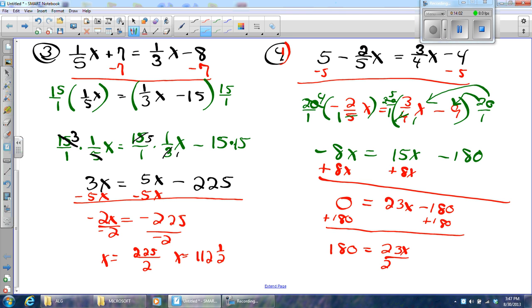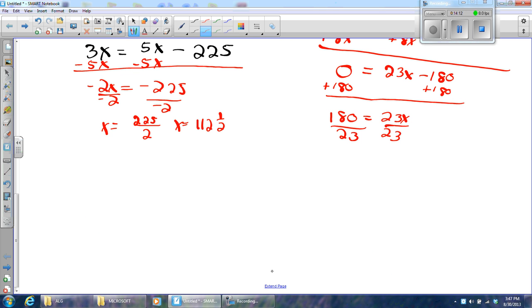I'll divide both sides by 23. Now, I'm not thinking that 23 goes into 180 evenly. I don't even believe it's going to simplify. I'll do a quick check on that. 180 divided by 23. Nope, it's not even. So I'm not going to worry about it. I know it's not going to simplify because 23 is prime. It's going to be 180 over 23.